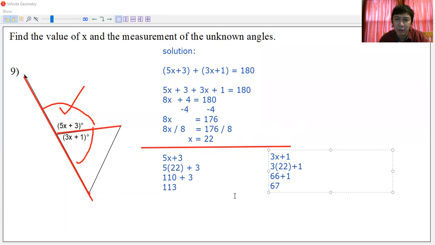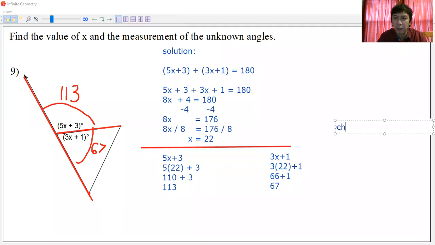And so these are the two angles and the x. We have all the requirements. We have the measure 113. That should be the larger one here. So 113 is this. And where is 67? It's the other one over there. That's the 67 degrees.